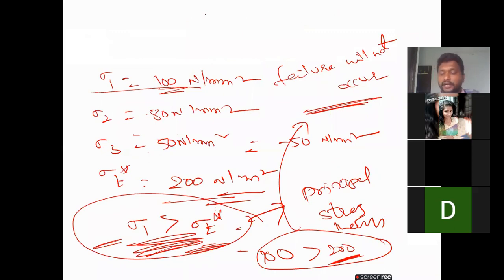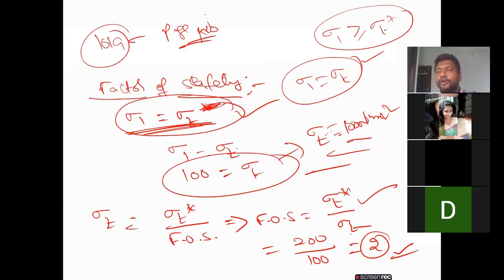If failure will not occur, how do we calculate the factor of safety? We know sigma 1 equals sigma t, so we got the sigma t value as 100. The formula for the factor of safety is stress in simple tension by stress in tension, that is 200 by 100. We got 2. So this is the value. Moving ahead to the second problem.